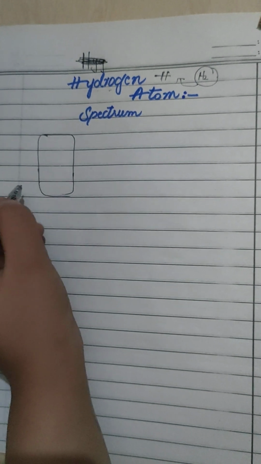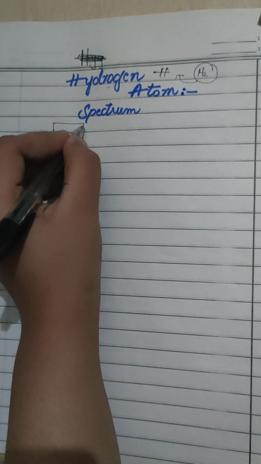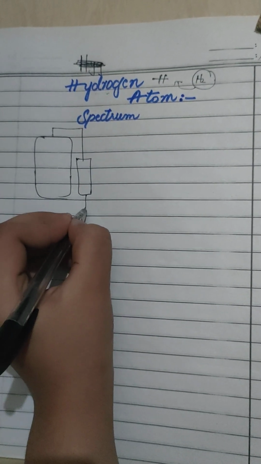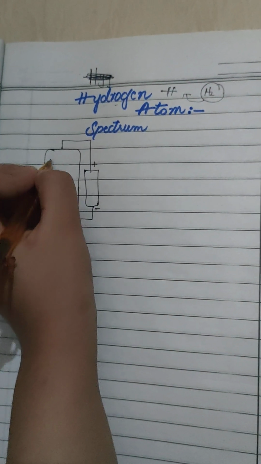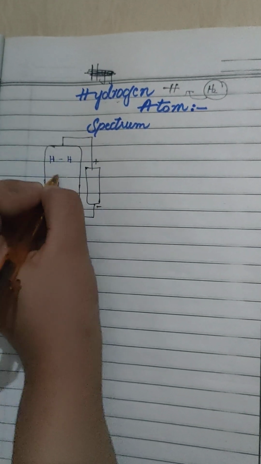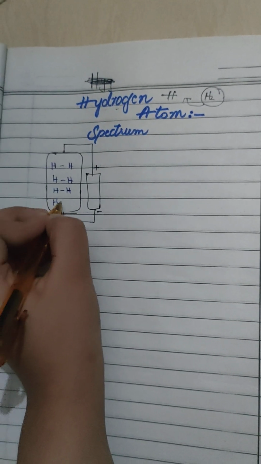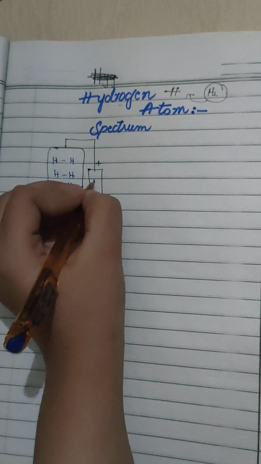So first of all, I'm taking a discharge tube here. Okay, this is the discharge tube. After that, I am connecting this with the battery, right? This is the battery. Here we have positive charge, here we have negative charge. Fine. So in the discharge tube we have hydrogen, hydrogen, hydrogen. And here this is the battery.